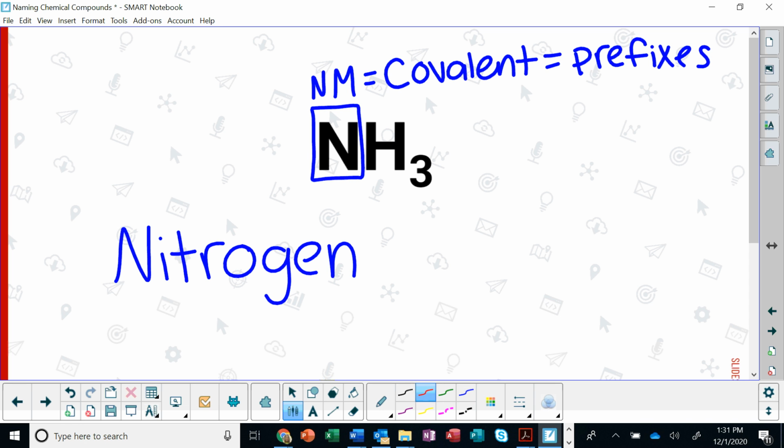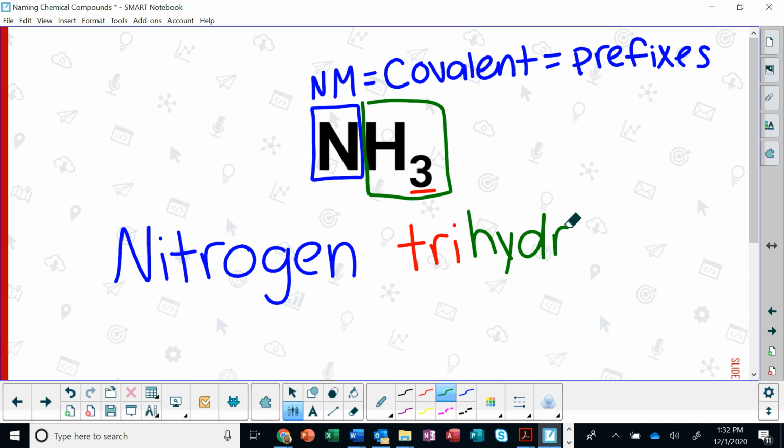Okay. I'm going to come over here and look at my second element. My second element has a subscript, which means that's how many of them I have. So I have 3 hydrogens. I need the prefix for 3. The 3 is tri. And then the hydrogen, I'm going to name the hydrogen, but in this case, when we end a name, we want to end the name with IDE. So we have to change the ending of hydrogen to IDE. So it's going to be hydride. Nitrogen trihydride is the name of this compound.